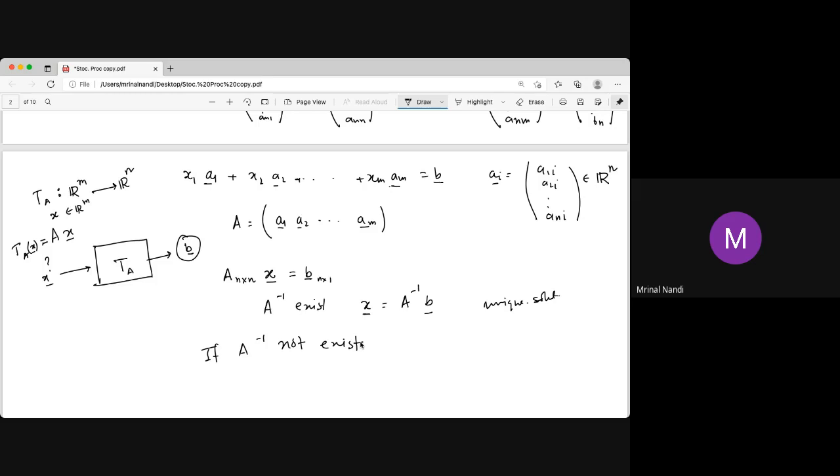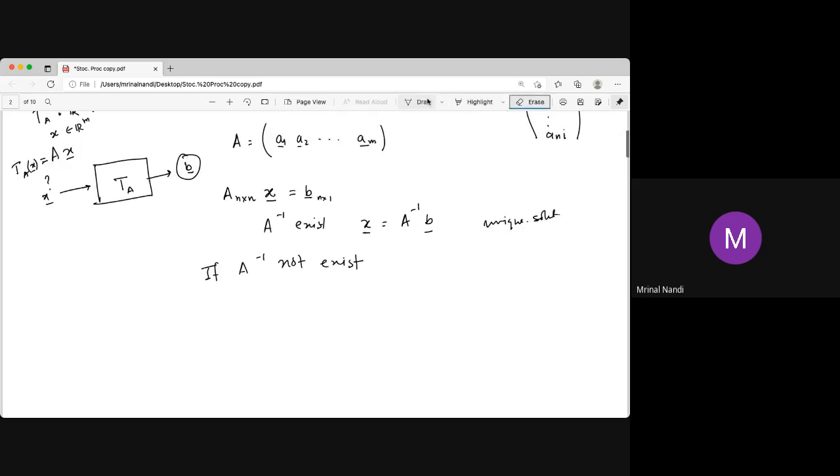So if A inverse does not exist but a solution exists, rank of A is equal to rank of AB, then the question is, how do you solve this? What is the solution on that? So one technique is you just apply any method like the Gauss elimination method. The problem with the Gauss elimination method is this.